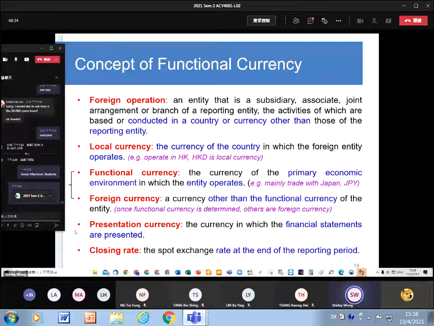Okay, so remember, closing rate is the spot exchange rate at the end of the reporting period. So now you understand all these definitions. Let's continue.